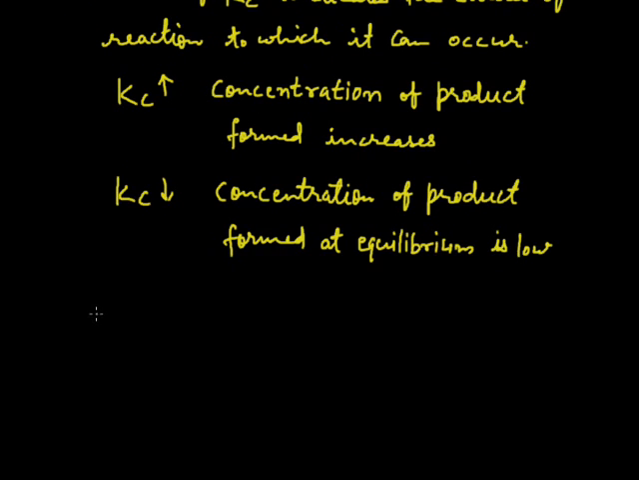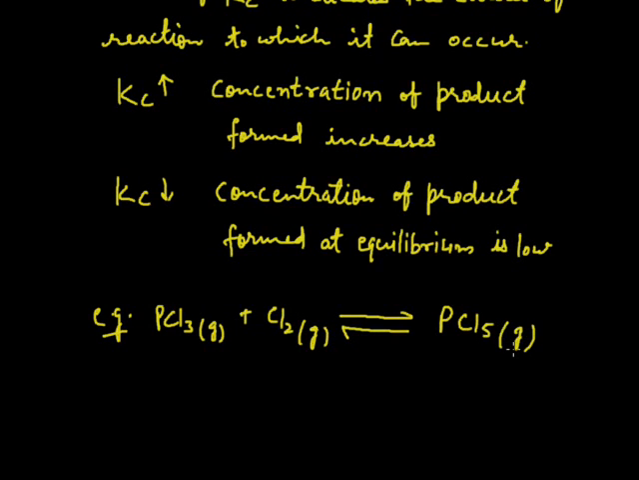For example, for the reaction PCl3 gas reacts with Cl2 gas to form PCl5 gas. For this reaction, the value of Kc is 1.9 at a temperature of 293 Kelvin. Here the low value indicates that at equilibrium the concentration of PCl5 will be low.